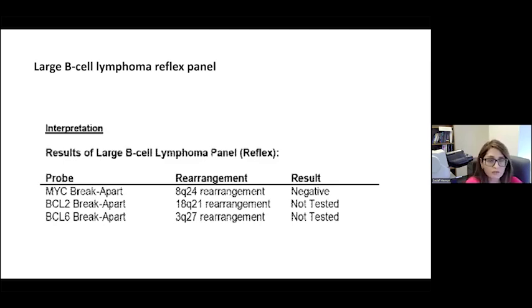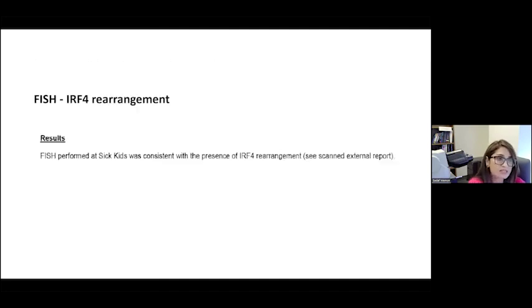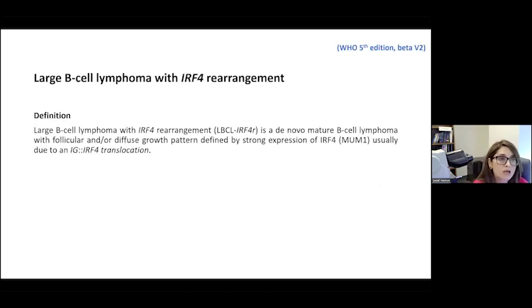So in the reflex panel, I requested MYC, BCL2 and BCL6 break apart. Basically in the reflex panel, if MYC is negative, BCL2 and BCL6 won't be tested. So I just ordered the reflex. MYC was negative, so the BCL2 and BCL6 were not tested. And interestingly, the IRF4 rearrangement panel showed the presence of IRF4 gene rearrangement. So discussing this large B cell, the overall diagnosis was large B cell lymphoma with IRF4 gene rearrangement. What is it?